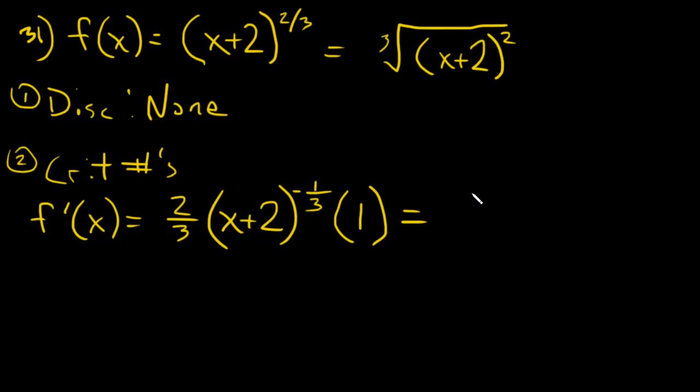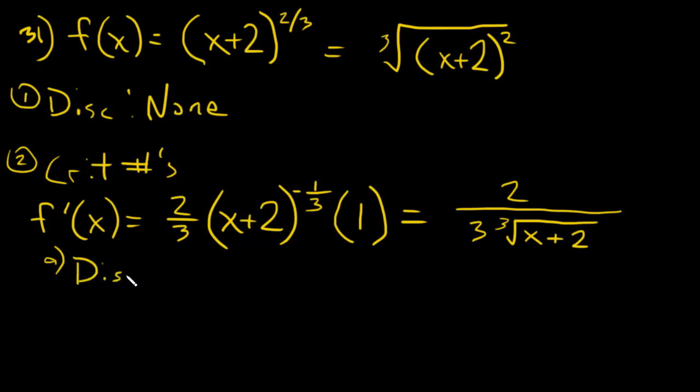Now I'm going to rewrite this in root notation. This is going to give me 2 over 3 times the cube root of x plus 2. Okay? Now, first type of critical number, maybe an A, I don't know, I'm just making this up as I go along. That's where I have discontinuities. So I need to look for discontinuities.